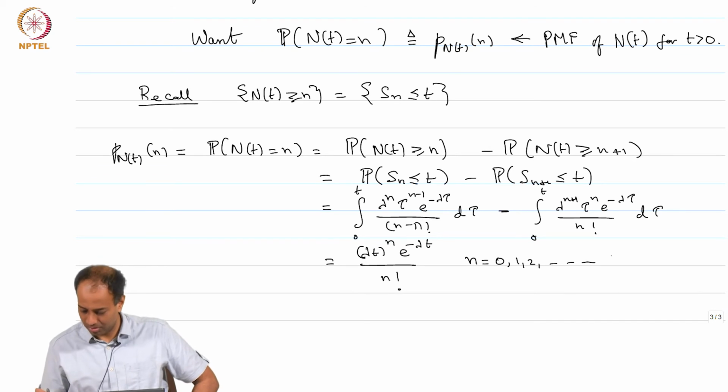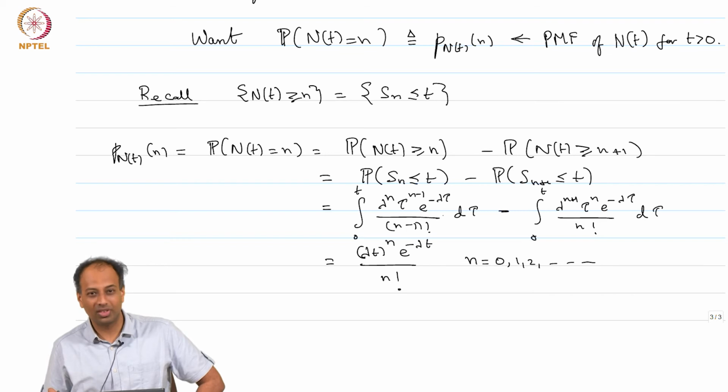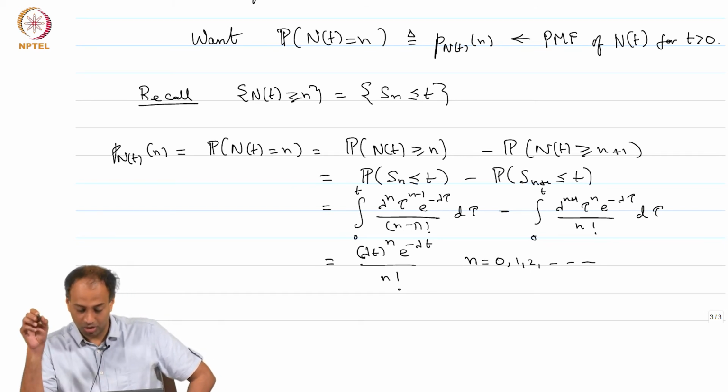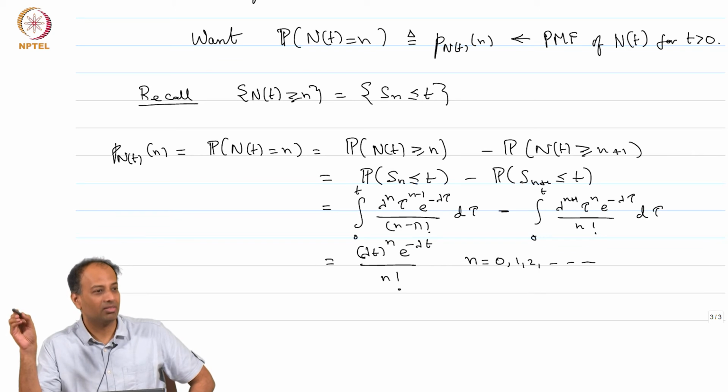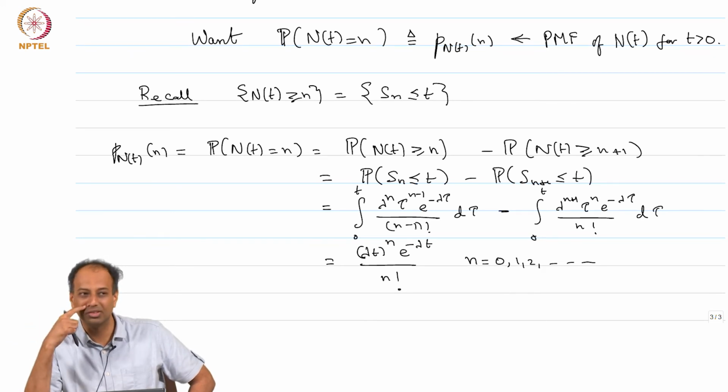Actually, you will directly get this for n equal to 1 onwards. For n equal to 0 you have to do it separately, because this formula will not hold; you will get minus 1 factorial and all that does not make sense. For n equal to 0, the probability that N(t) is equal to 0 is nothing but the probability that X1 is bigger than t, which we already know. N(t) equal to 0 is the same as the event X1 bigger than t. The probability that X1 is bigger than t is e raised to minus lambda t.